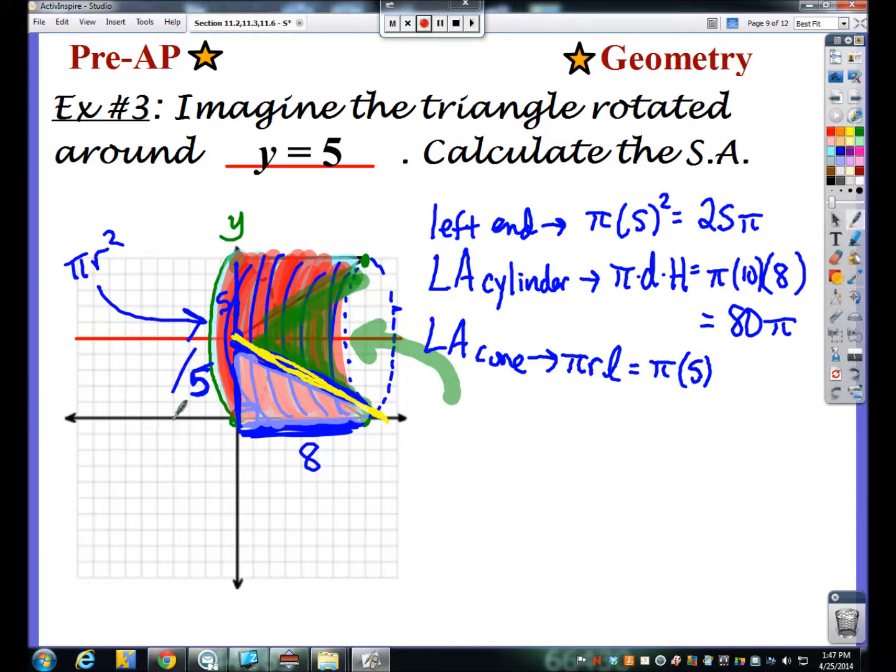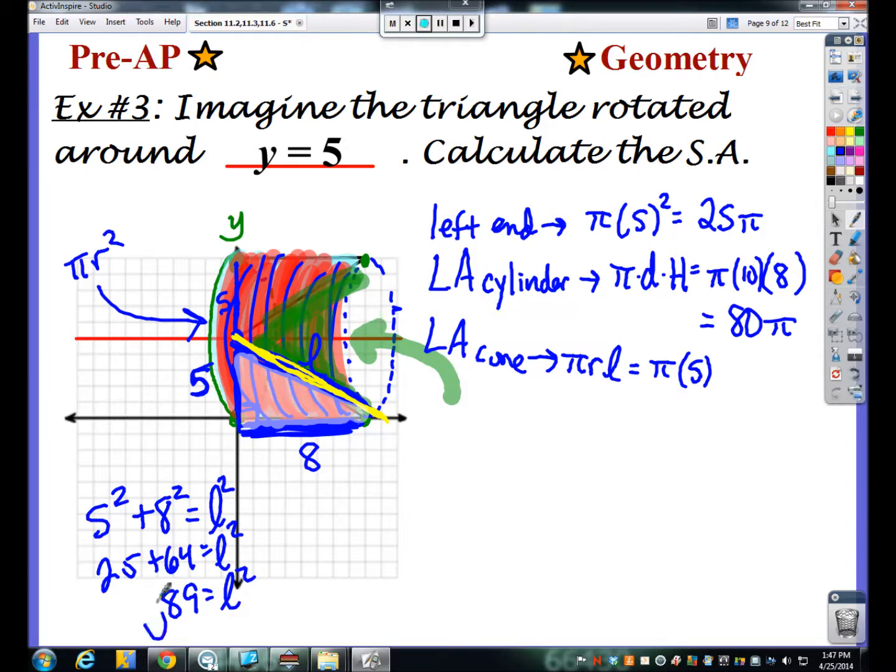We've got a right triangle where we know 2 out of the 3 sides, and here's our slant height. We're going to have to use the Pythagorean Theorem. Now you're thinking, this is just getting flat out ridiculous. So 5 squared plus 8 squared equals slant height squared. 25 and 64 together make 89, and we square root that, and we get that the slant height is the square root of 89. Can that simplify? No, it is prime.